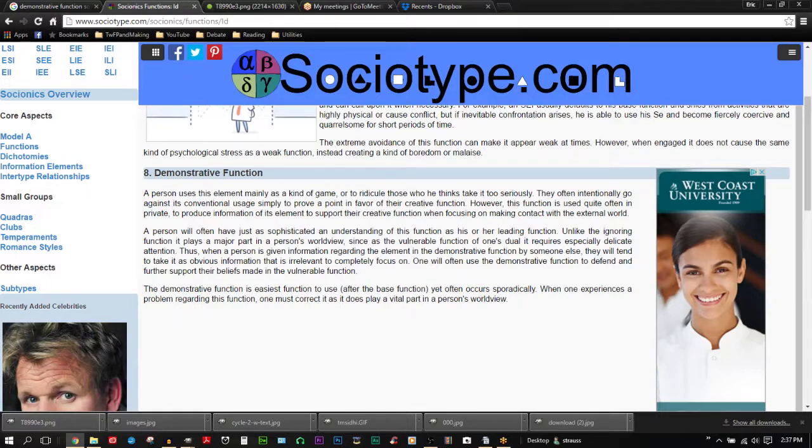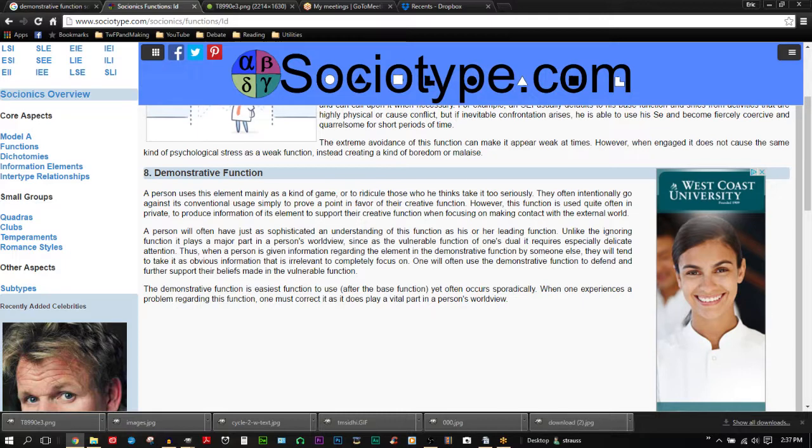Unlike the ignoring function, it plays a major part in a person's worldview, since it's the vulnerable function of one's dual, it requires especially delicate attention. Thus, when a person is given information regarding the element in the demonstrative function by someone else, they will tend to take it as obvious information that is irrelevant to completely focus on. One will often use the demonstrative function to defend and further support their beliefs made in the vulnerable function.